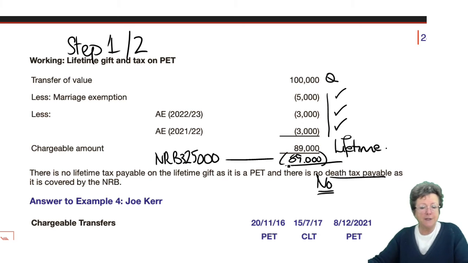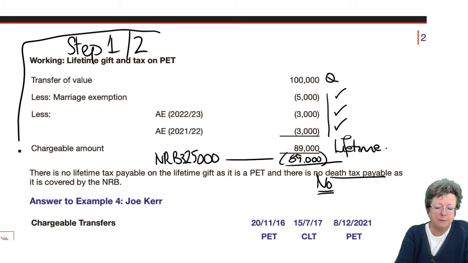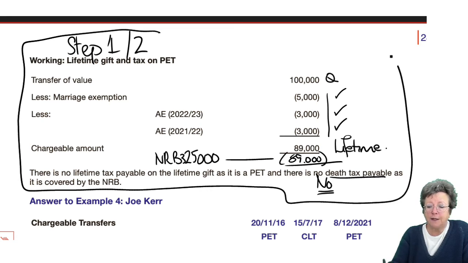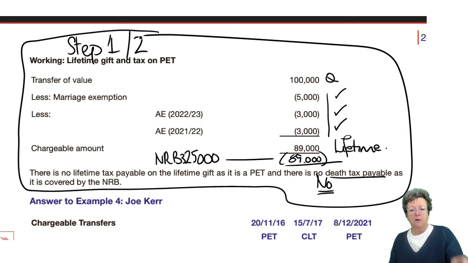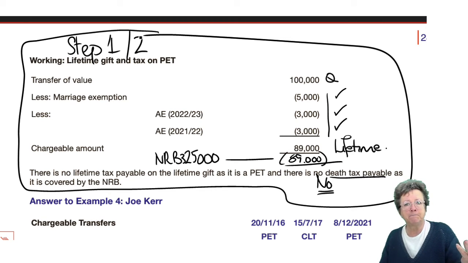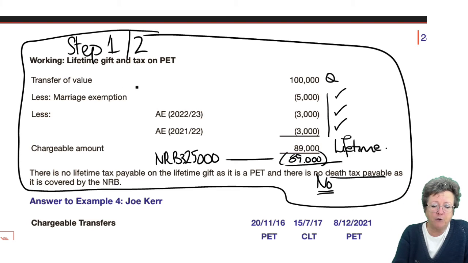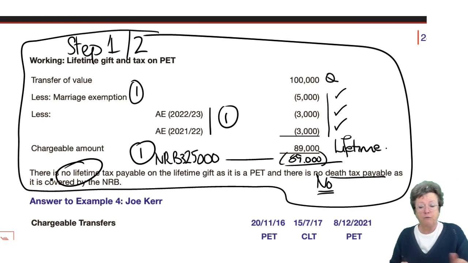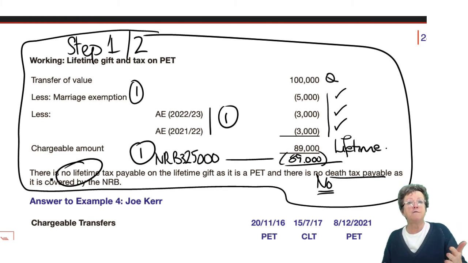But don't just think that because that's simple, because you could work that out in about 5 minutes flat. That's the transfer of value. We've got a marriage exemption, 2 annual exemptions, take it off, covered by nil rate band. But that's going to get you 2 marks because you know what the transfer is. You're going to get a full mark for that, a full mark for that, a full mark for that and half a mark for that. Actually, that's not 2 marks. That's 3.5 marks for a working.